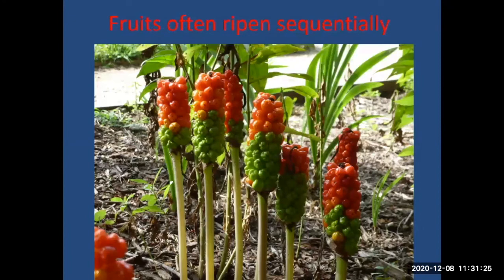Fruits ripen sequentially. So here's an arum. You can see the fruits are ripening from top to bottom, turning from green to orange as they ripen. And the birds pick them off as they ripen. You can do that same thing. As they turn colors, you can collect them.